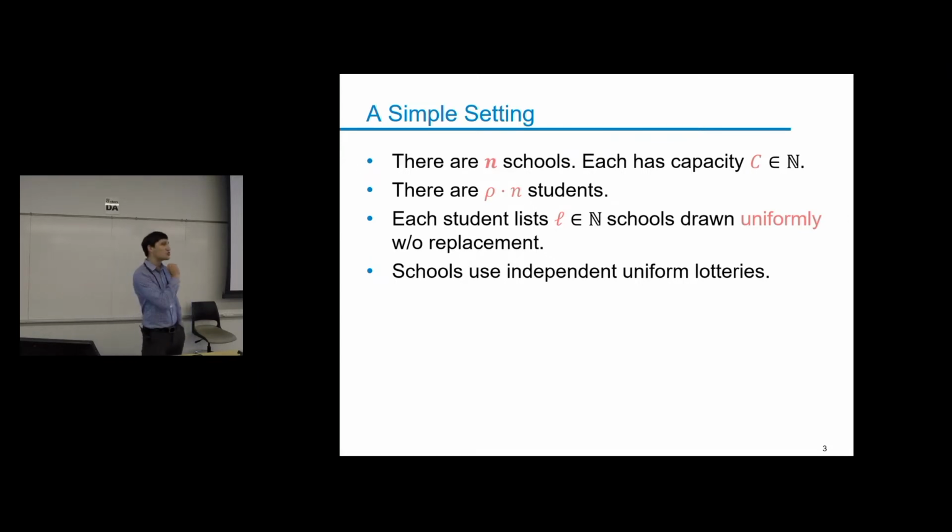Let's say that each student is going to list L schools uniformly at random from this market of n. And let's say that schools are going to use independent lotteries to rank these students. And then we're going to run Gale and Shapley's deferred acceptance algorithm. And we just want to know what happens. What does the outcome look like?